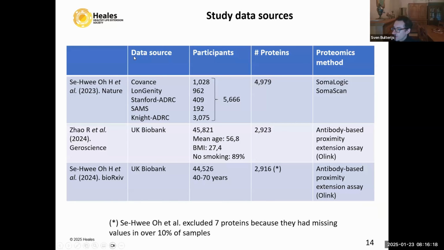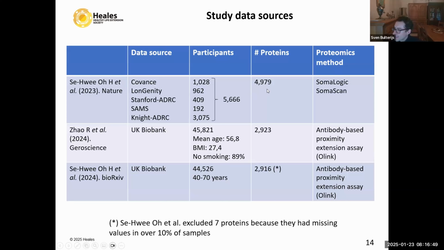The study data here summarized. So you have 3 papers we are going to discuss. The first paper from 2023 used different cohorts of people that were studied. And here you can see the number of participants. In total, it was 5,666 people. These 2 studies used the UK Biobank, which has about 8 times more participants in total than these 5,000. So they are much bigger.